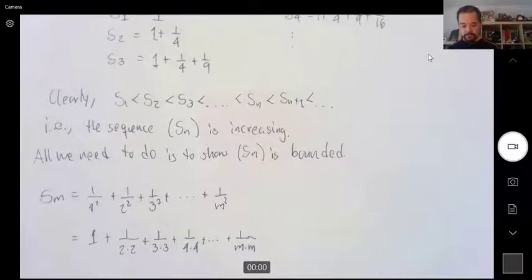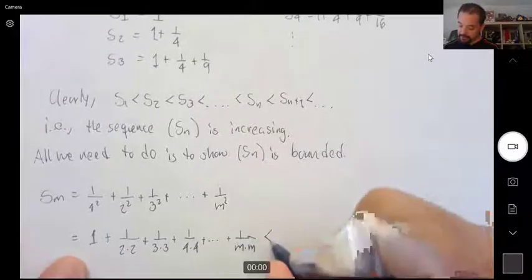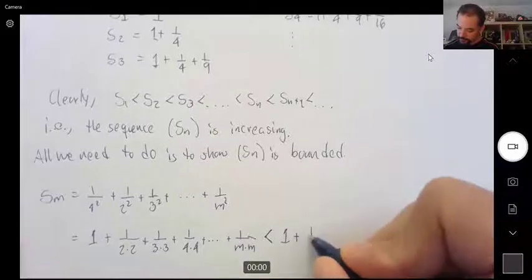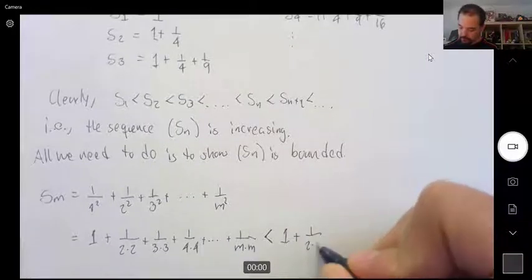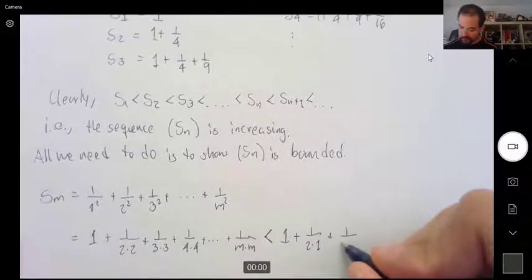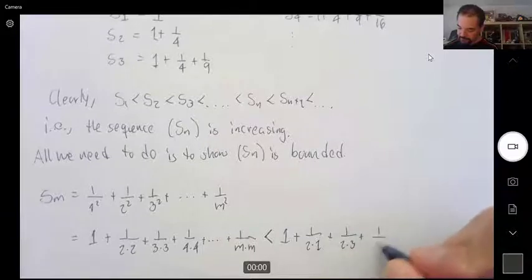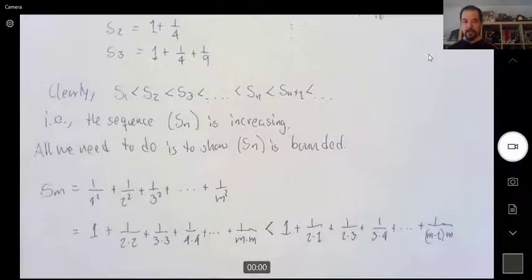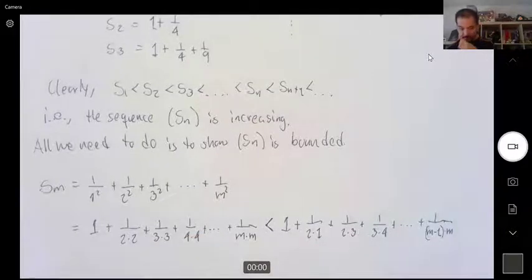The reason I'm doing this is because I'm going to use an inequality. I'm going to say that this is less than, and I hope you agree with this inequality, the first term I'm not going to change, but in the next term, I'm going to change one of these 2's to a 1. So I'm going to write it as 2 times 1. And then the next one, I'm going to change one of these 3's to a 2, so it will be 2 times 3. And then 3 times 4, and so on. And the last one will be m minus 1 times m. So let's check. Do you agree this inequality is true?